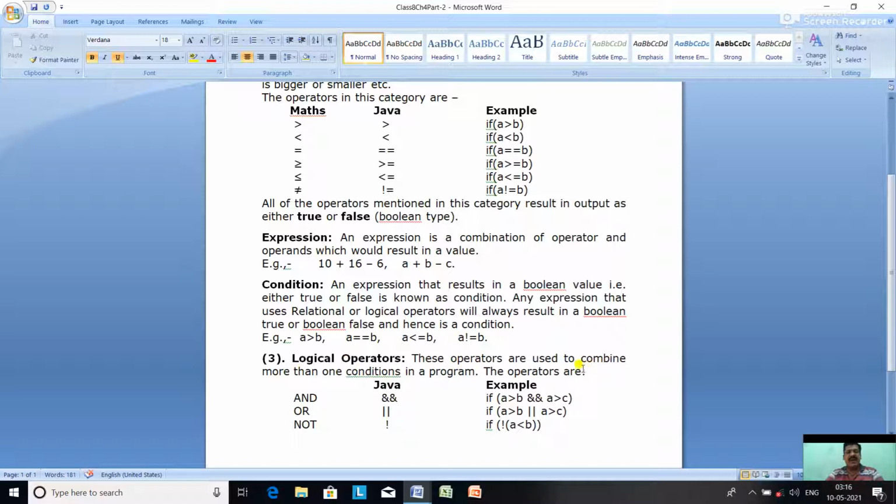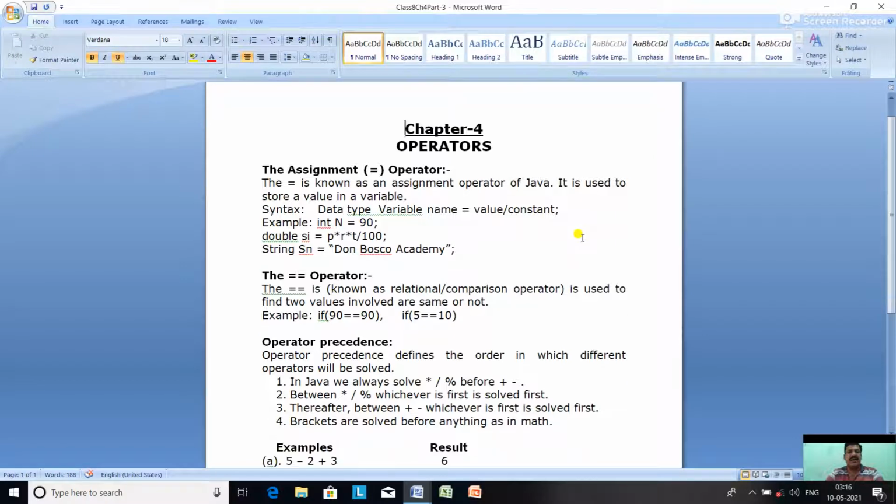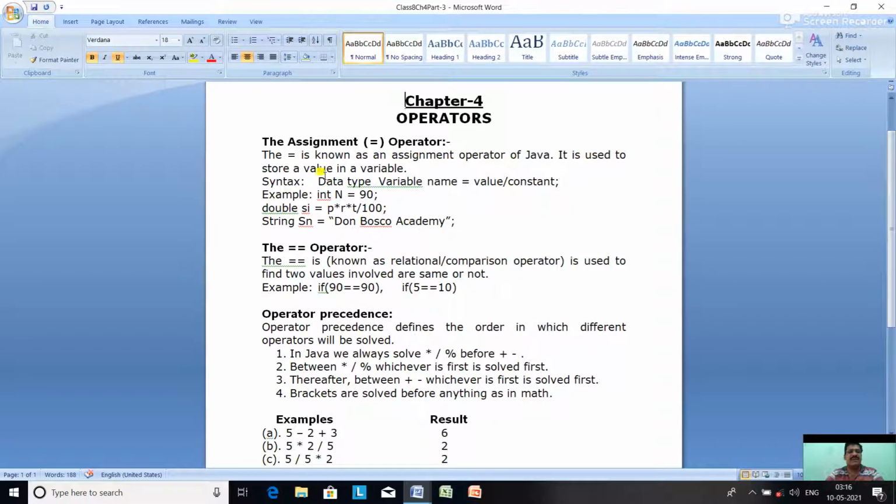These operators are used to combine more than one condition in a program. There are 3 logical operators: and, or, and not. So all these things we discussed in our previous class. In today's class we are going to discuss first the assignment operator.